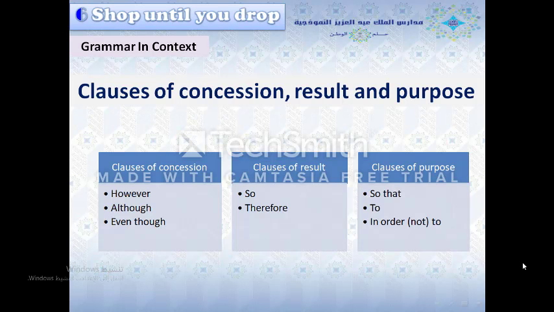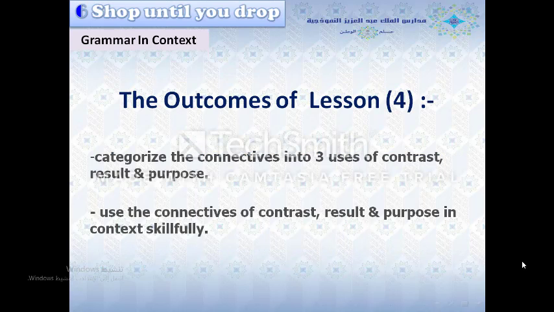Clauses of concession are however, although, even though. Clauses of result are so and therefore. Clauses of purpose are so that, to, in order to, or in order not to. The outcomes of Lesson 4: Categorize the connectives into 3 uses of contrast, result, and purpose. Use the connectives of contrast, result, and purpose in the context skillfully.